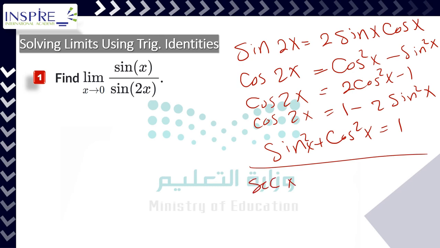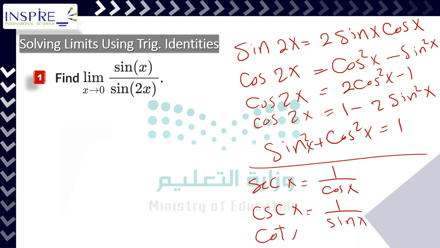And of course, you have your reciprocals. Secant of x is the same as 1 over cosine x. Cosecant of x is equal to 1 over sine x. Cotan x is equal to 1 over tan x. And remember that tan is equal to sine over cosine. These are the main rules that we will use in this semester.